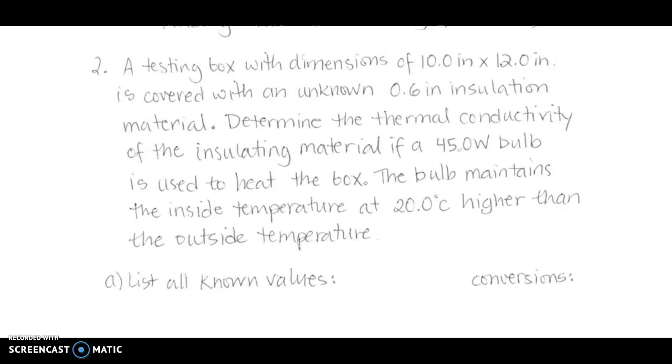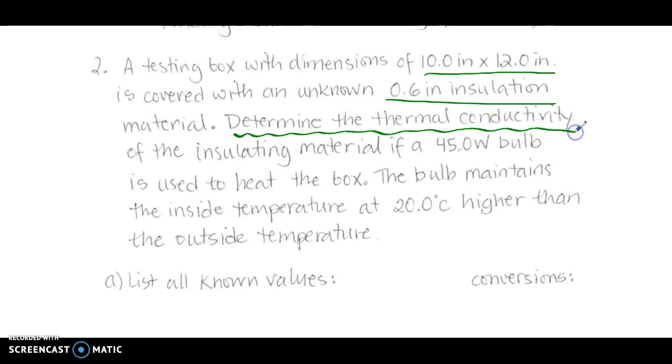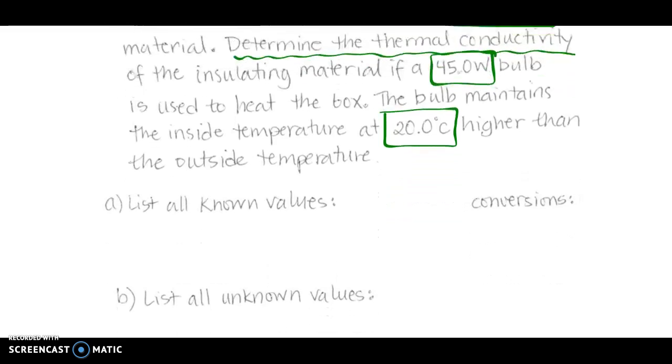So we have a box that has dimensions 10 inches by 12 inches. It's covered with 0.6 inches of insulation, some sort of insulative material. We need to determine the thermal conductivity of the insulating material if a 45-watt bulb is used to heat the box. The bulb maintains the inside temperature at 20 degrees Celsius higher than the outside temperature.